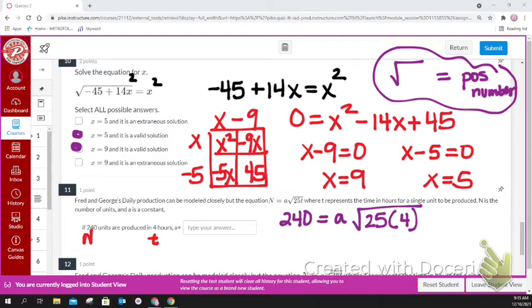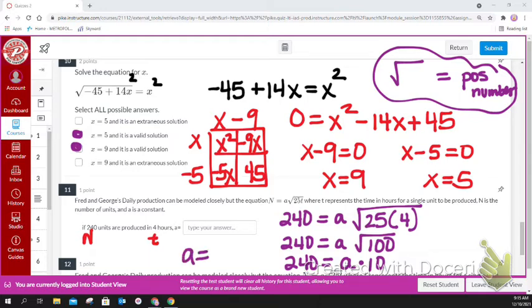So figure out what is 25 times 4. So 25 times 4 is 100. And the square root of 100 is 10. So 240 equals a times 10. Divide both sides by 10. And you get that a is 24. So 24 would be your answer to number 11.